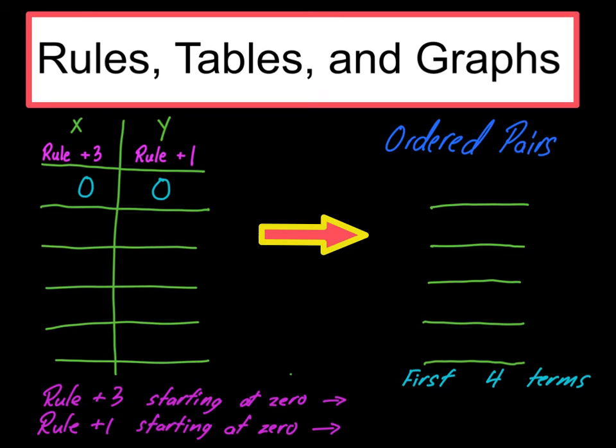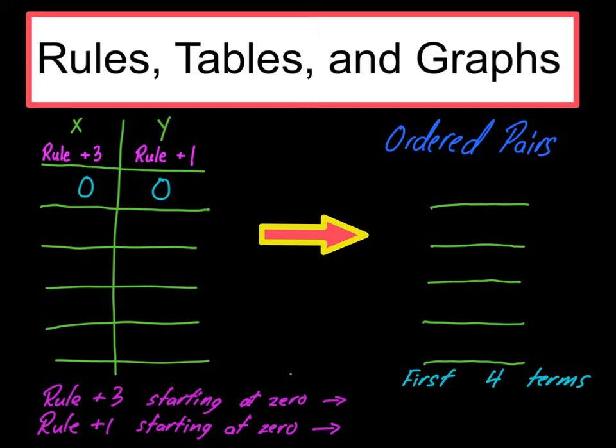Today we are looking at rules, tables, and graphs. Now I have a lot going on here, and what we're going to start with is actually down here at the bottom. The rules that I have written are: the first rule is we are going to add 3 starting at 0, and the second rule is we are going to add 1 starting at 0. And here my instructions say to list the first 4 terms.